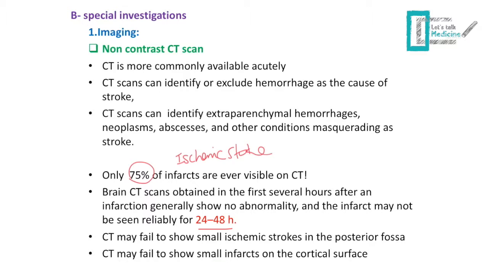Also, CT will fail to show you small ischemic strokes in the posterior fossa. Why is that? The bone covering the cerebellum and pons will give you errors in the image, or imaging errors. And the other thing, CT will fail to show you small infarcts on the cortical surfaces.